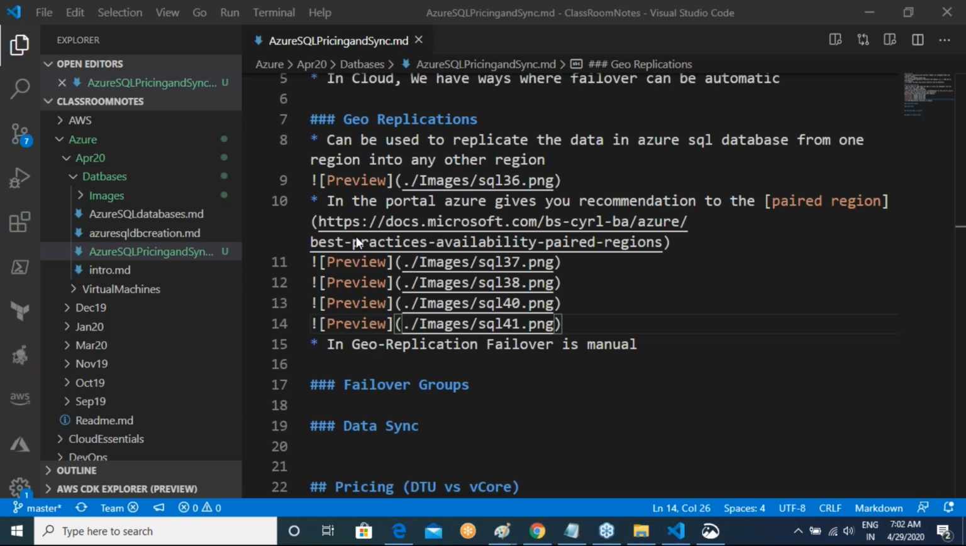Okay, so we will be doing this from CLI. First, if you don't understand what the options are, how do you do this from CLI?